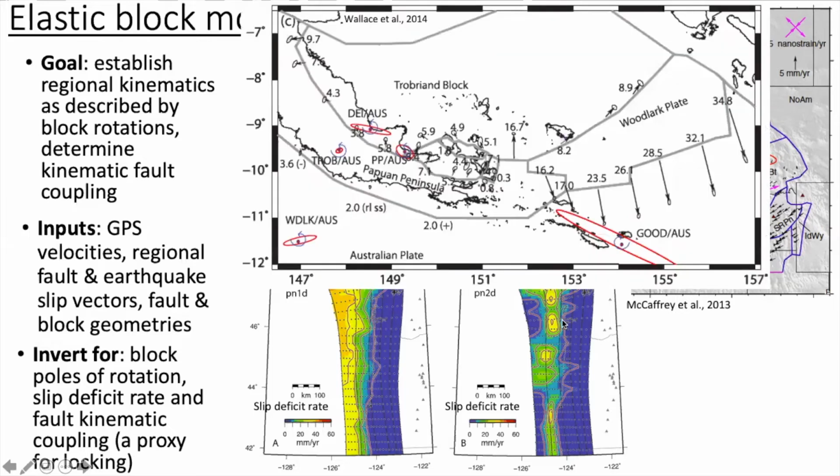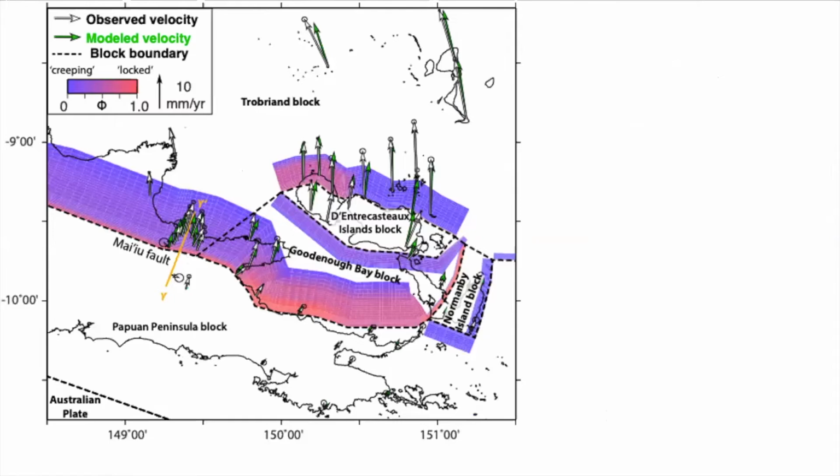For a complex tectonic region like southeastern Papua New Guinea, we have multiple crustal blocks interacting, and Lara's 2014 study showed that this block configuration with a Trobriand block, a Papuan Peninsula block, the Australian plate, a Woodlark plate, and then a few blocks in here through the D'Entrecasteaux Islands and Goodenough Bay is the preferred configuration. And we tested a variety of block configurations as well and found that this configuration also fits our GPS data quite well. So here are the results from those inversions for both poles of rotation and fault coupling here.